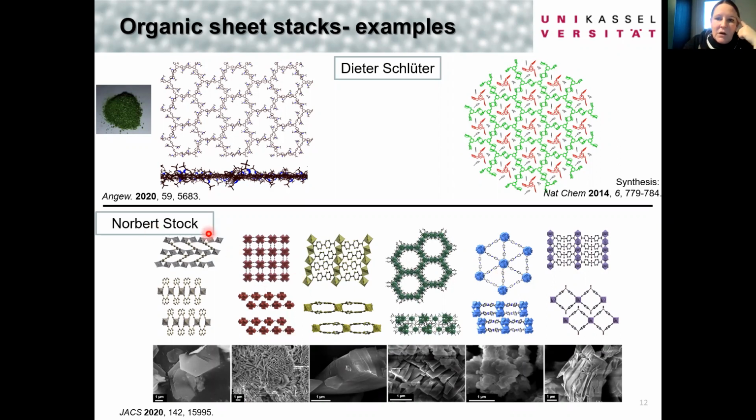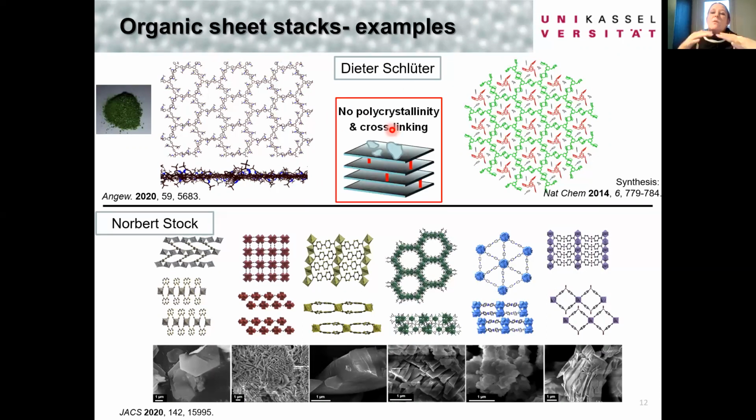We started our work with the polymers from the Schlüter group, and the reason is the way they're made ensures that they're single crystalline. Whereas the way the coordination compounds, metal organic frameworks, or also covalent organic frameworks are made, they are intrinsically not single crystalline. They will have some polycrystallinity, crystal domains that are attached to each other, with some grain boundaries. And sometimes there might even be some cross-linking. So this is not the case for the 2D polymers from Dieter. This is why we started with them.